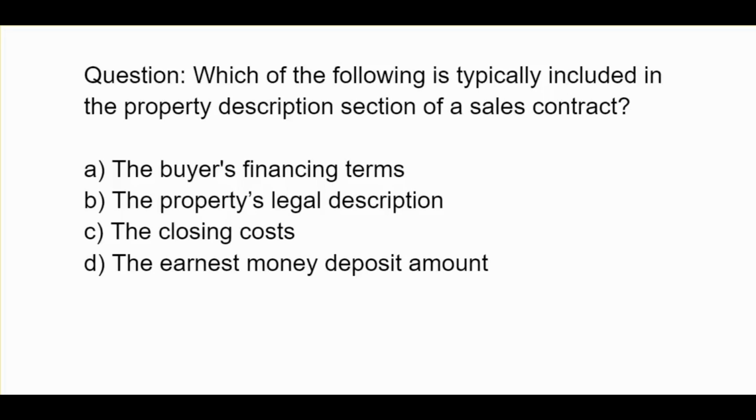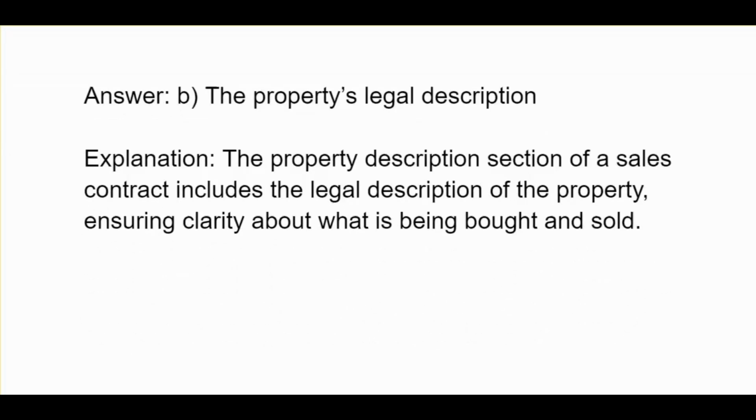Which of the following is typically included in the property description section of a sales contract? A, the buyer's financing terms, B, the property's legal description, C, the closing cost, D, the earnest money deposit amount. B, the property's legal description. The property description section of a sales contract includes the legal description of the property, ensuring clarity about what is being bought and sold.